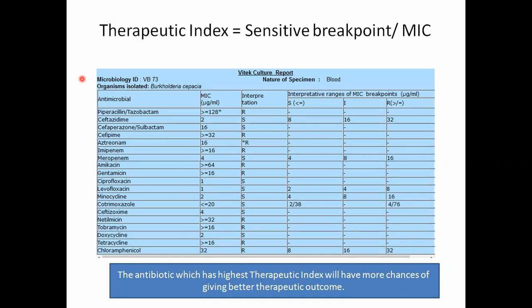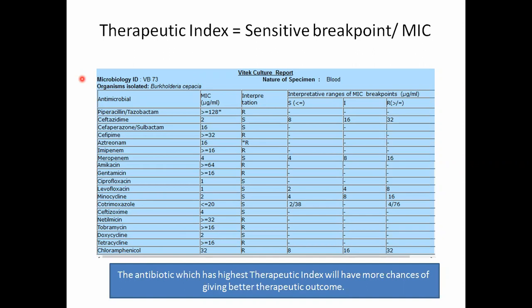Sir, interpretation of ranges of MIC: there is sensitive, intermediate and resistant. What do those values depend upon, sir? That's what I'm telling. That is given by international societies. They use certain techniques and choose these breakpoints for each individual organism. We have no say on that. Whatever they give you, you need to follow. That is by different techniques.